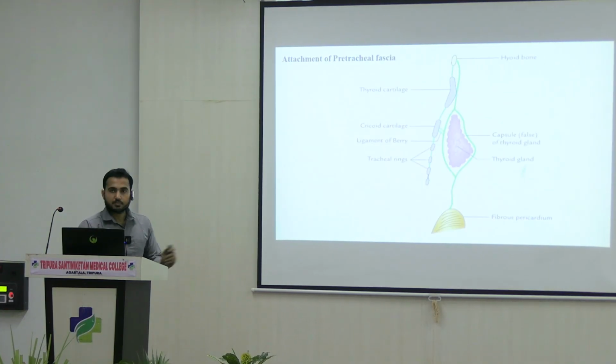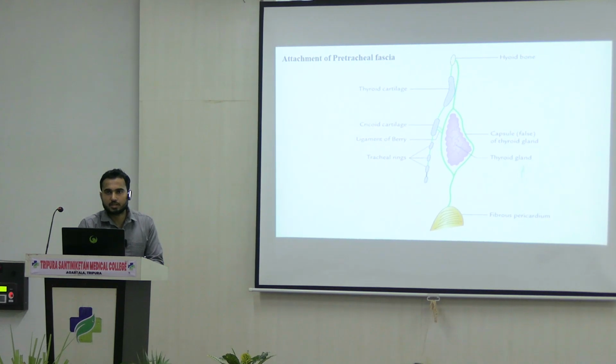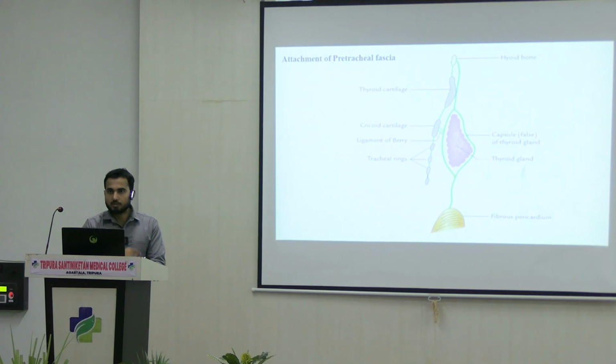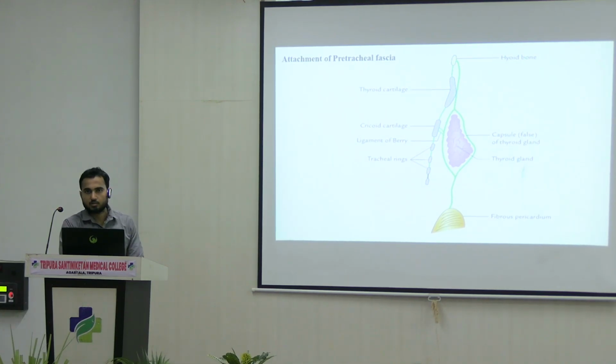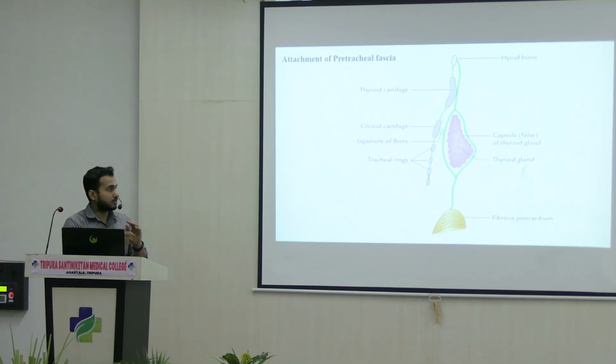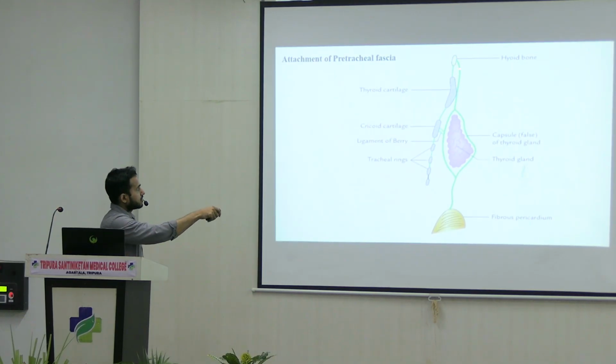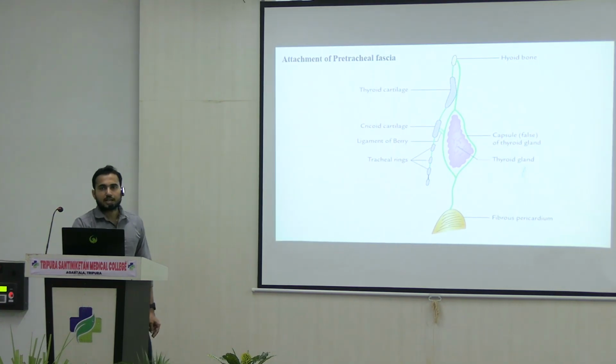Now here you can see the diagram. I hope you have seen the diagram earlier when you studied the deep fascia of the neck. Can you see the pretracheal fascia? Now see the pretracheal fascia when it is enclosing the thyroid gland. When it is enclosing the thyroid gland, it is forming a false capsule around the thyroid gland, right? Once it is forming the false capsule, you can see it is going upwards. If you trace it upward, in the midline it is attached to the hyoid bone, and laterally it is attached to the oblique line of the thyroid cartilage.